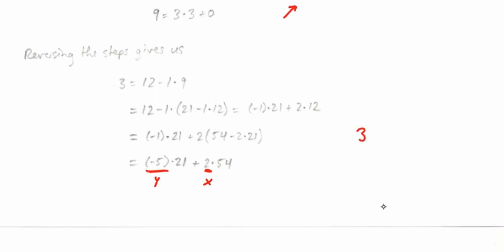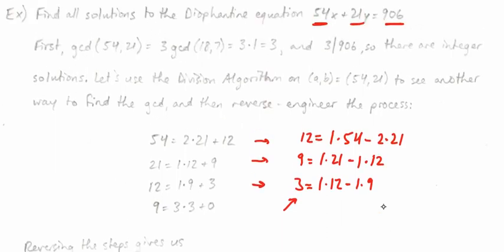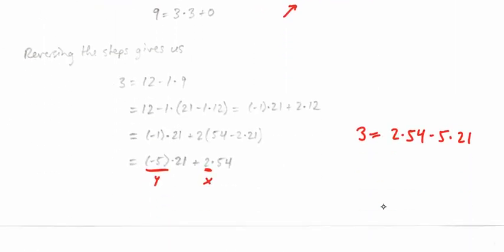So what we have to do is we have to take the 2 times the 54 minus 5 times 21 that we currently have equal to 3, and we need to multiply each side by the same number so that we get something involving a 54 and a 21, and a combination of those equal to 906. So basically, we need to fill in each of those blanks.